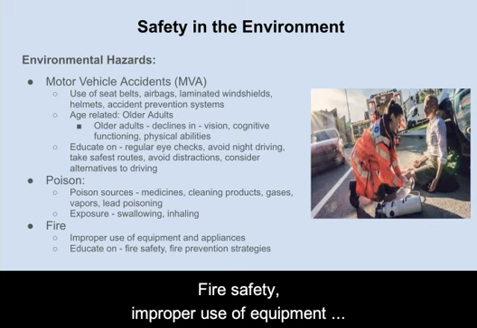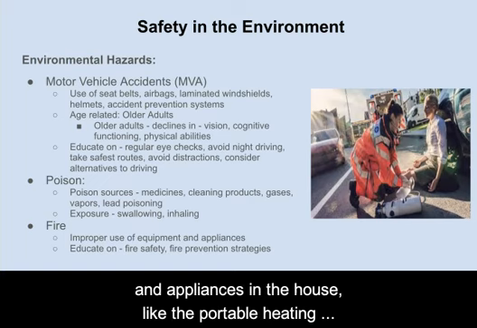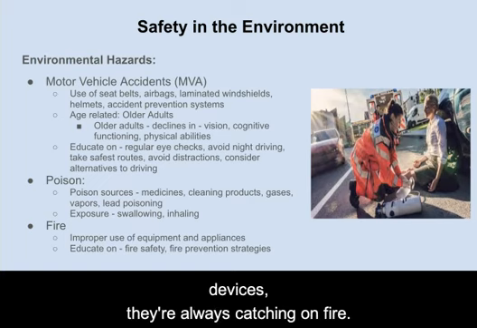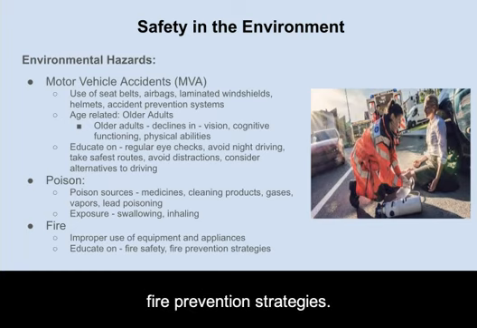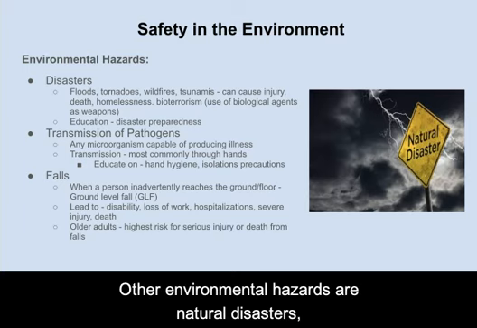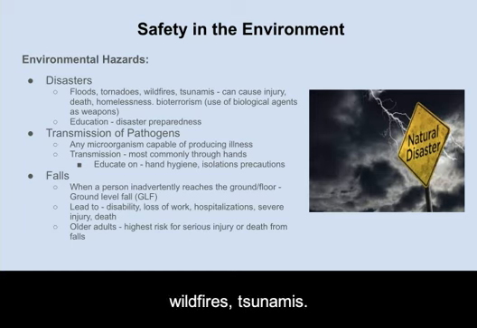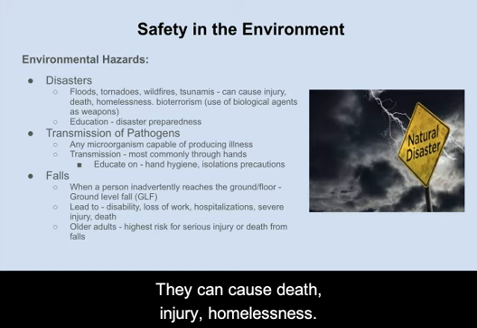Fire safety, improper use of equipment and appliances in the house, like portable heating devices, they're always catching on fire. And so teaching them about fire safety and fire prevention strategies. Other environmental hazards are natural disasters, floods, tornadoes, wildfires, tsunamis. They can cause death, injury, homelessness.